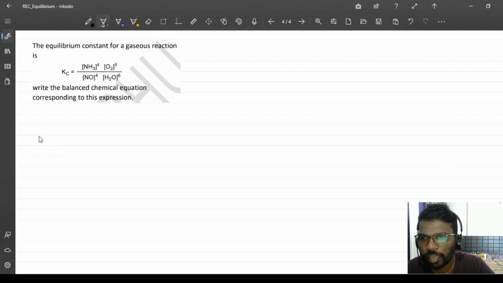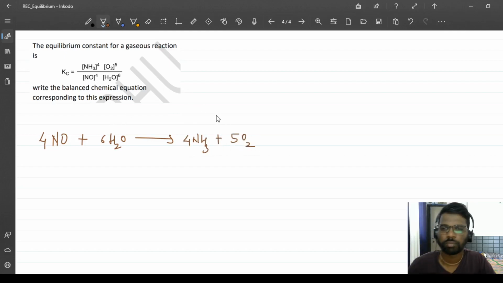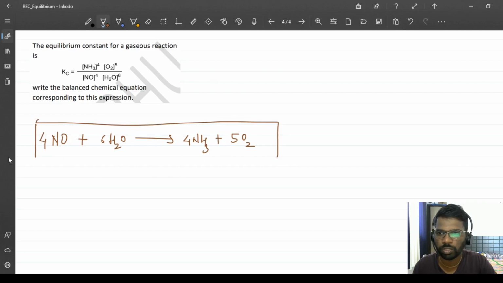So reactants are NO and H2O, and from their powers I can understand what is the stoichiometric coefficient. So for reactants, I am writing the reaction will be 4 since stoichiometric coefficient is 4, like power is 4, that's why stoichiometric coefficient is 4. Here it is 6H2O, and this is reactant, so it is 4NH3 and 5O2. Okay, this will be the reaction for the above equilibrium constant expression.